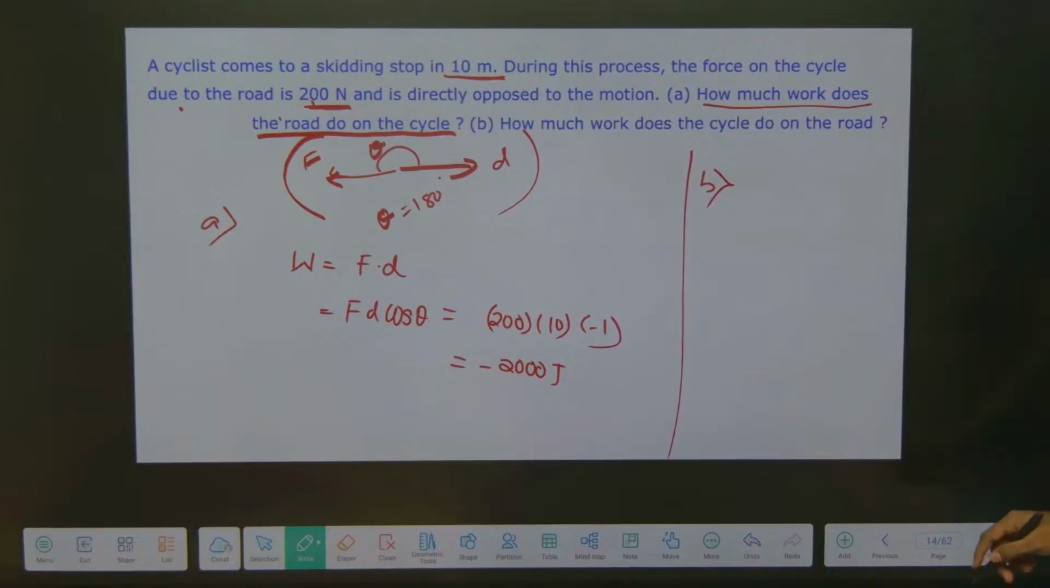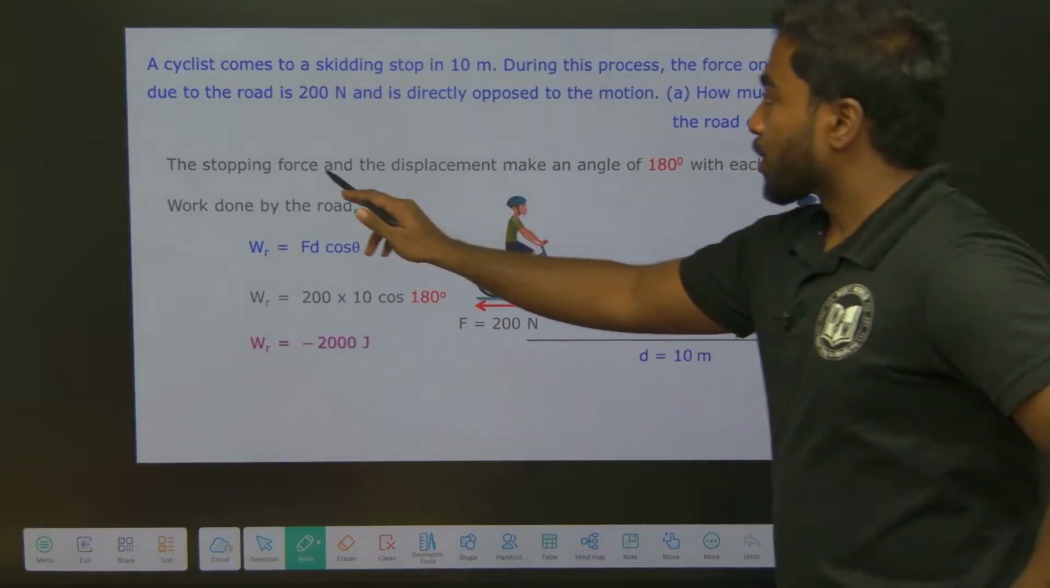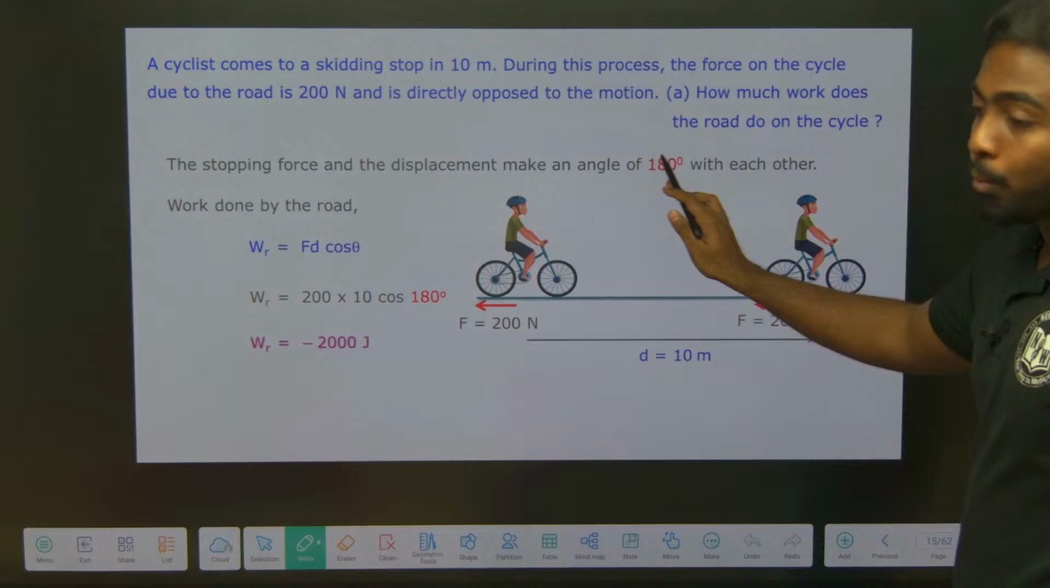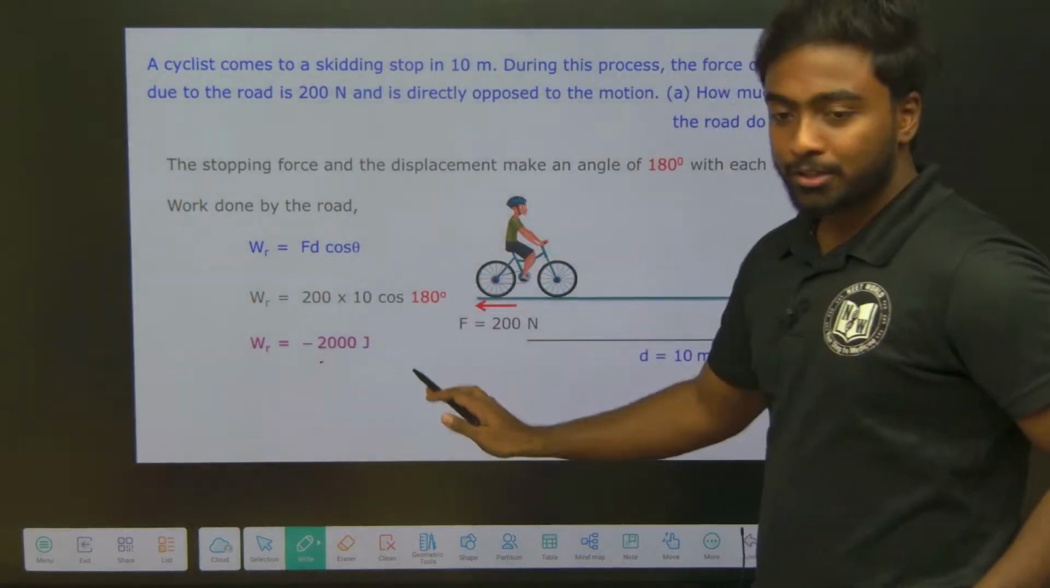Okay, so listen. First question, first part of the question. The stopping force and the displacement make an angle of 180 degree. That one we have cleared with each other. So work done will be minus 2000 joules.